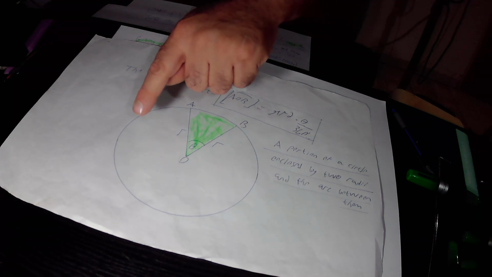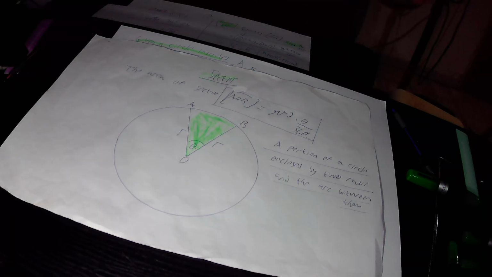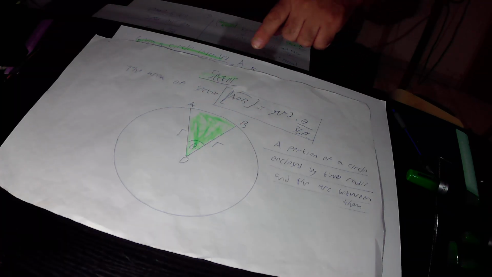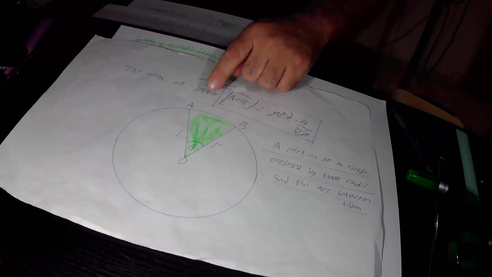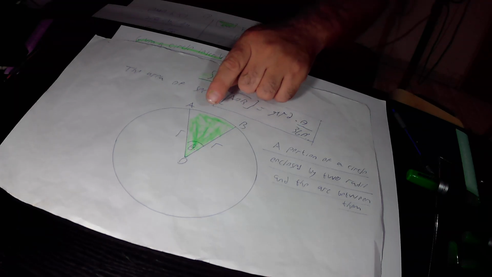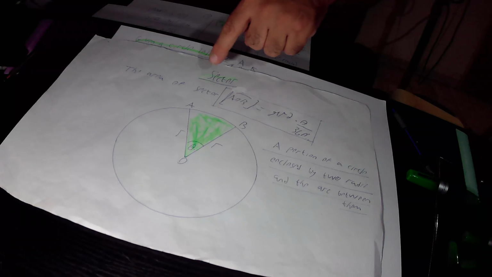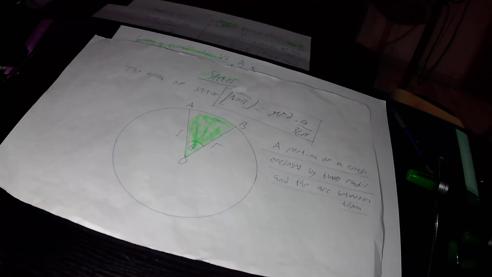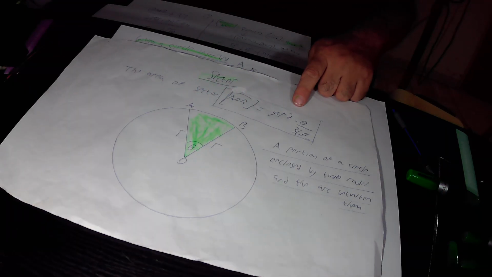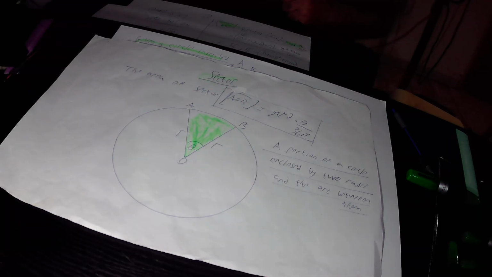times theta, where the two radii are the legs of the sector and theta is the angle between the legs of the sector, over 360 degrees. To repeat, the area of this sector equals pi r squared times theta over 360 degrees.